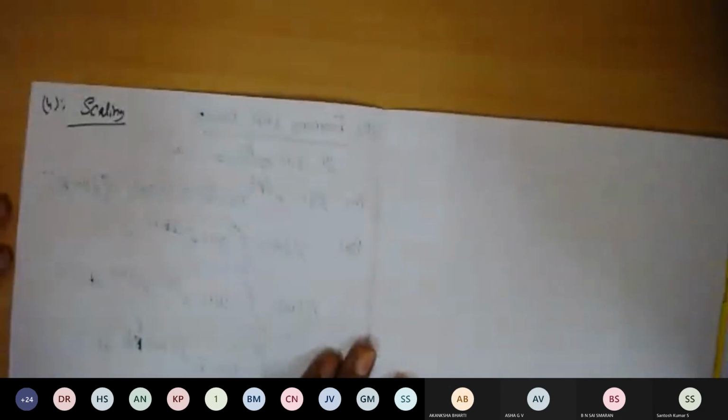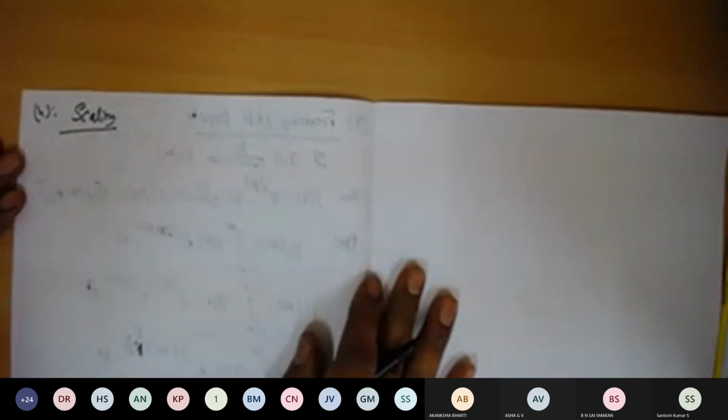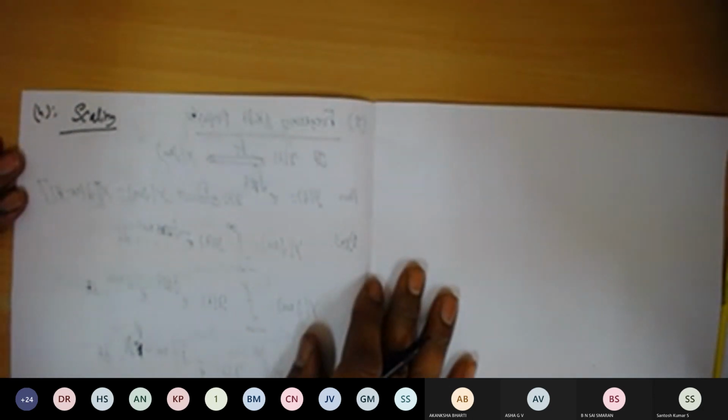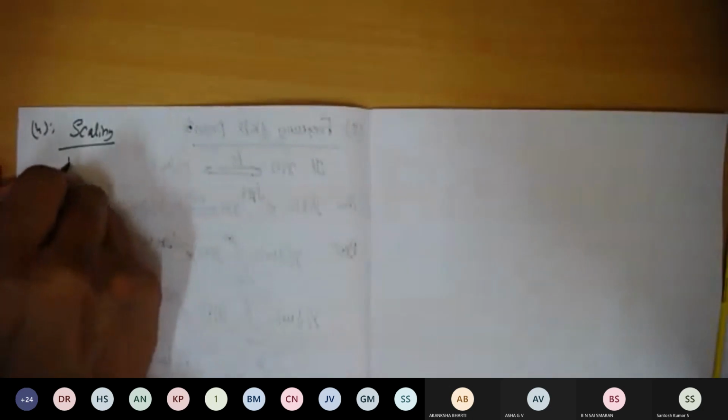Scaling is nothing but, in the time domain, we scale the time with the scalar a. We already did the same thing in the case of the discrete time Fourier transform. So, any doubts in the previous properties? Any doubts? No, sir. Okay, fine. So let us take the scaling property.